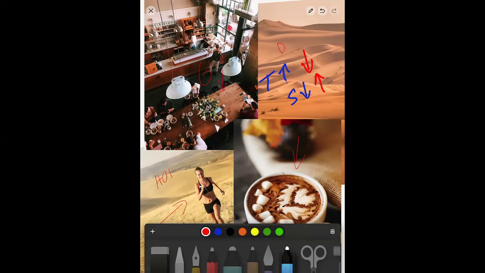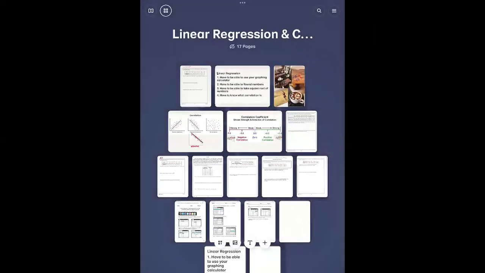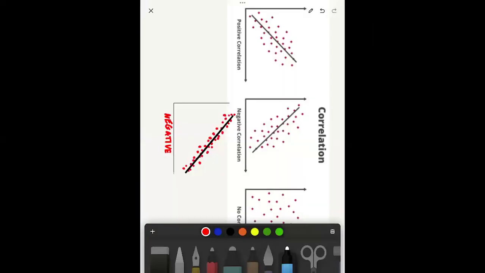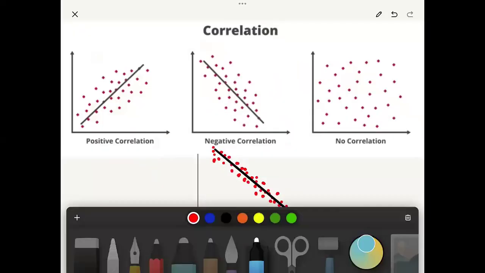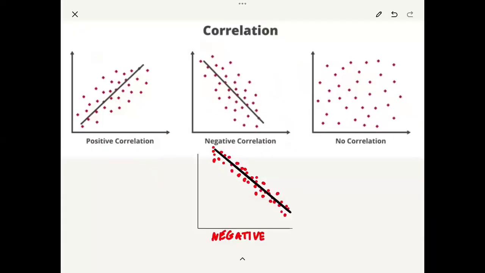It just means there's a relation or connection between two variables. And what we're going to try to do is determine the strength of the correlation. So here are some scatter plots. And basically, this is the line of best fit. You can see that this is a positive slope, so that's a positive correlation. This is a negative slope, so that's a negative correlation. This has no slope, so this would be no correlation.